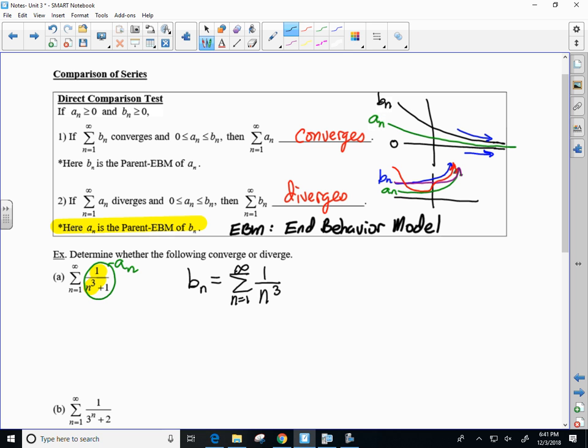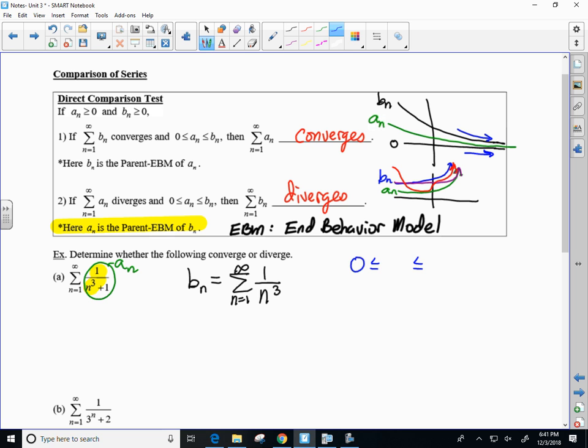Right? So that's the first thing that we have to do, identify the parent. Then we have to figure out the relationship between a sub n and b sub n, because it's going to fall into one of these two categories. Both of them will be non-negative, but one is going to be bigger than the other. All right? You could do that just by listing out the first term of the sequence related to this series.